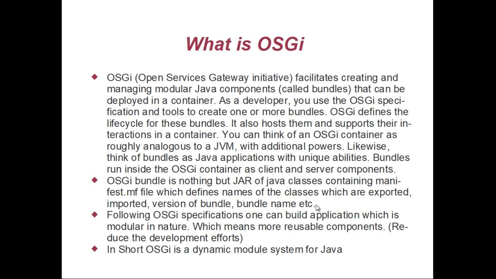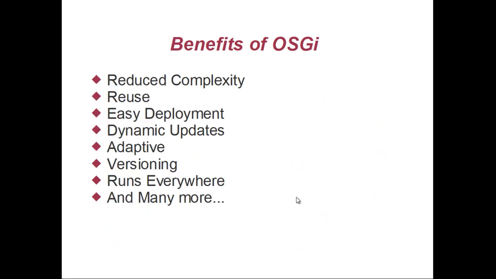Now, following the OSGi specification, one can build an application which is modular in nature, which means more reusable components. So in short, if we club all of these statements, we can say that OSGi is a dynamic module system for Java. Now, if we look at the benefits of OSGi, it reduces complexity. In normal Java development, there are a lot of dependencies and a lot of complexities that we need to take care of while building a project. So OSGi provides you a capability to reduce that complexity.